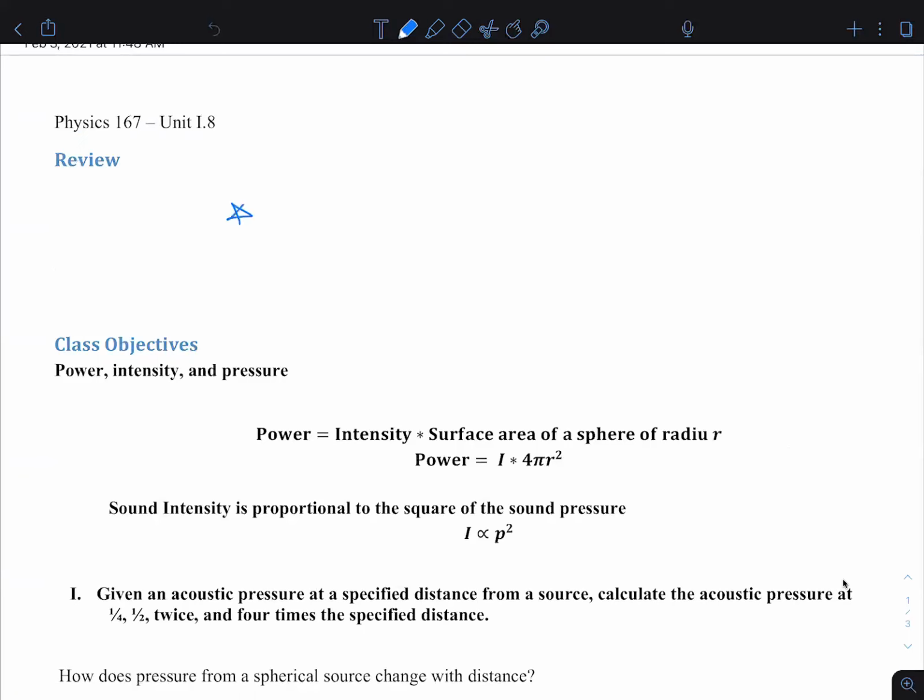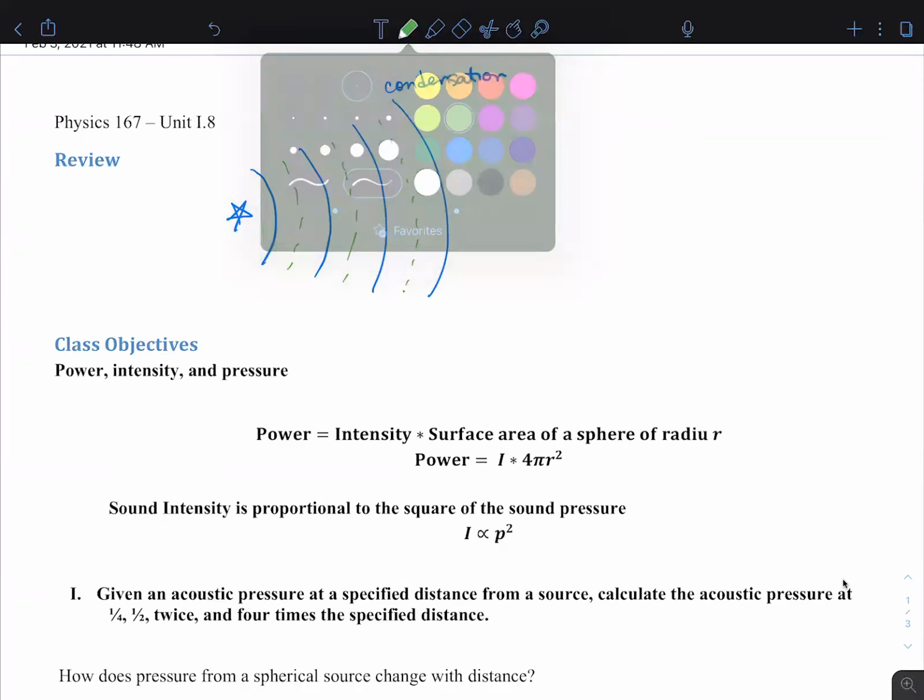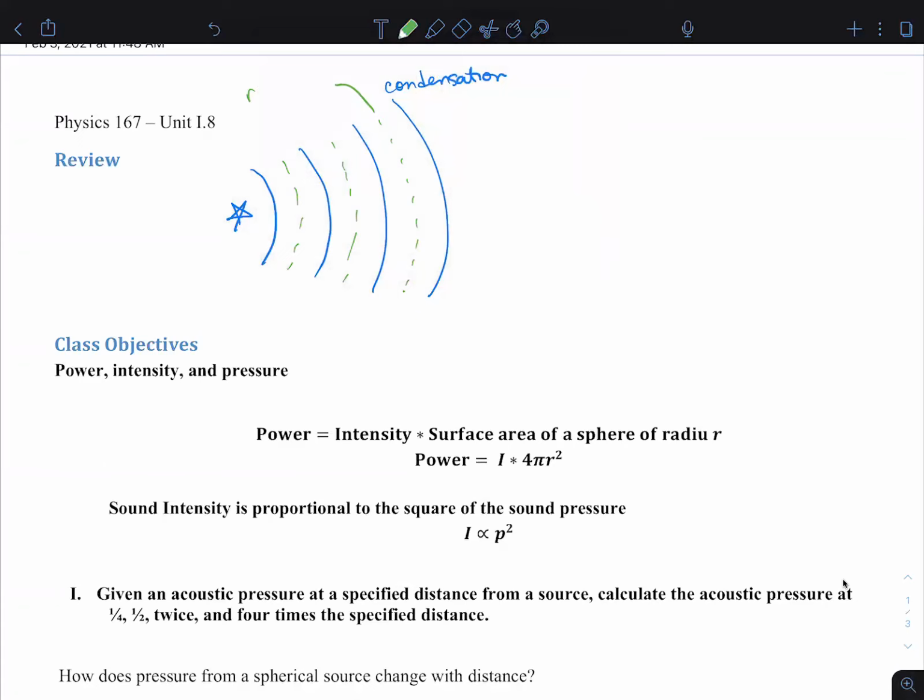First of all, the important thing to think about here is what the sound is actually doing. Say we have a loudspeaker that's generating sound. It's going to send out sound waves. These represent the wave fronts, the peaks of the waves, and in between those peaks would be the troughs. For sound, the blue would be regions of maximum condensation, and the troughs would be the rarefaction.